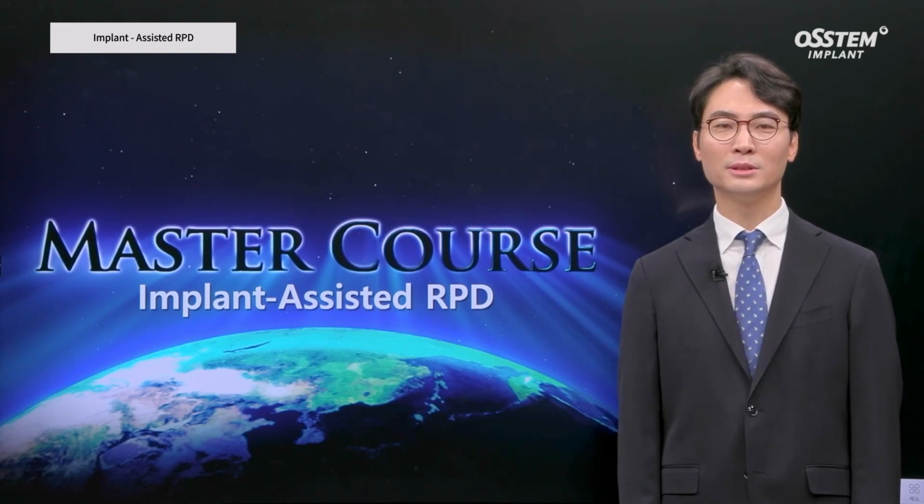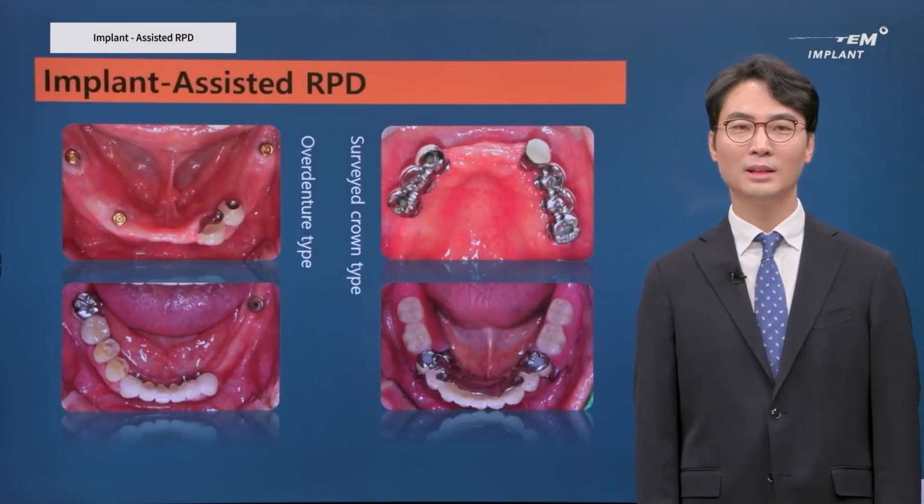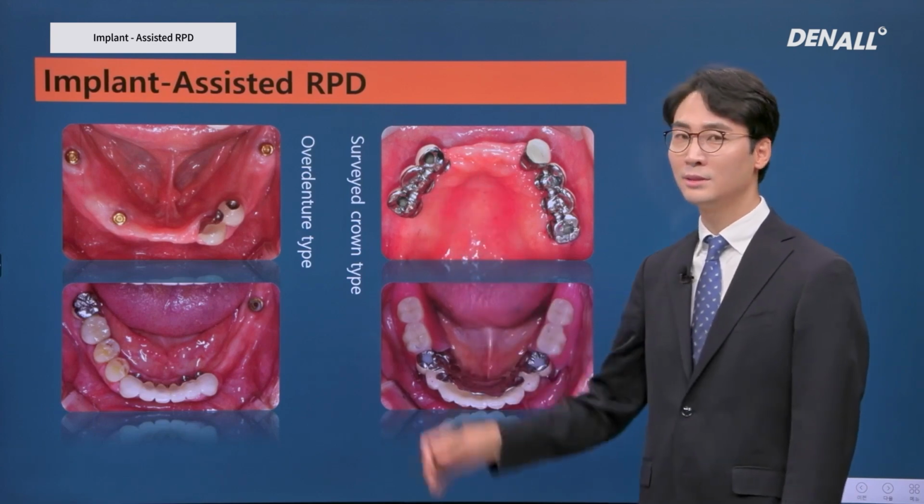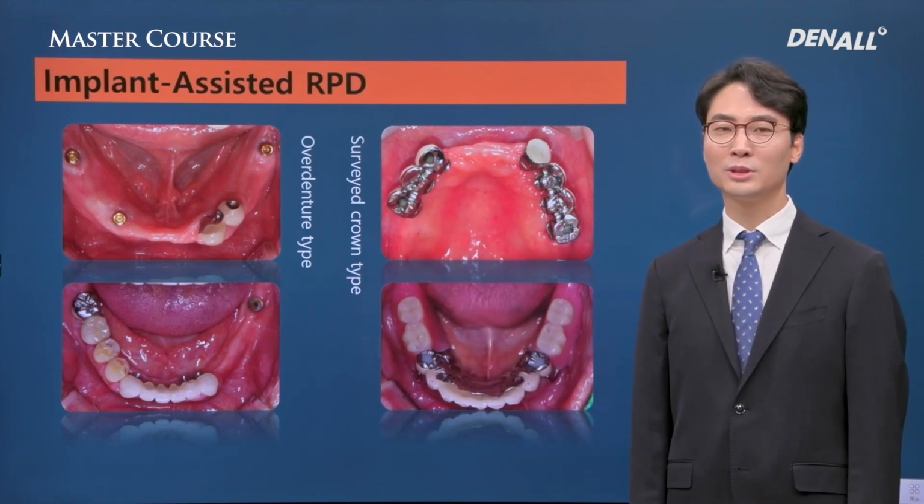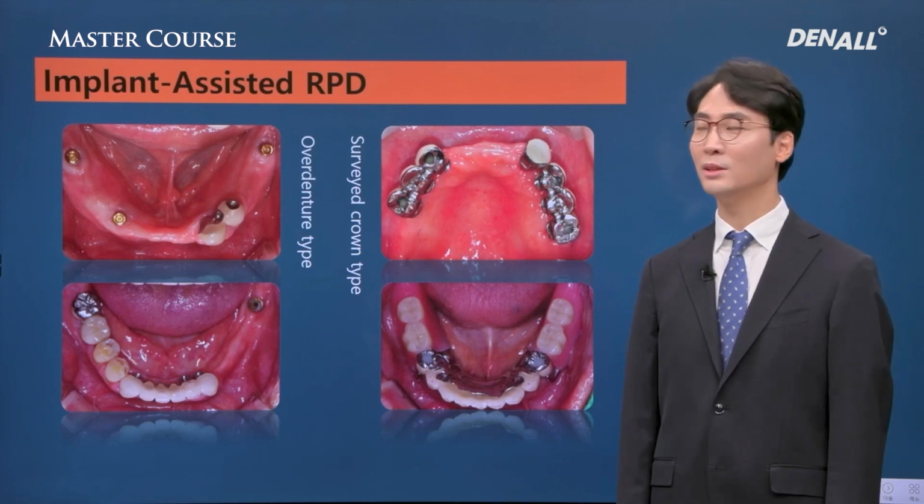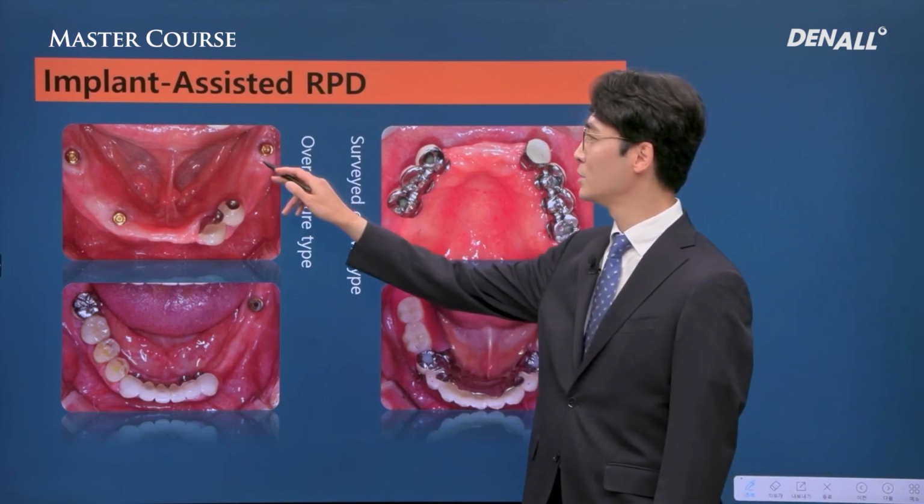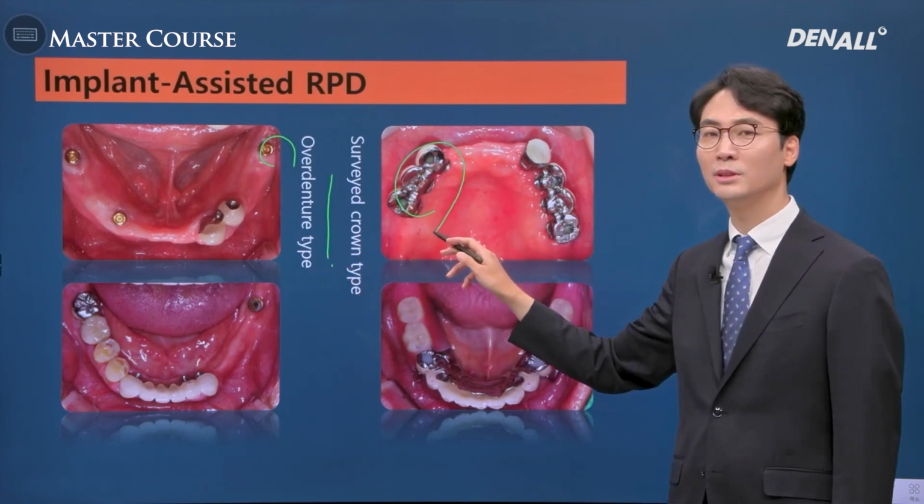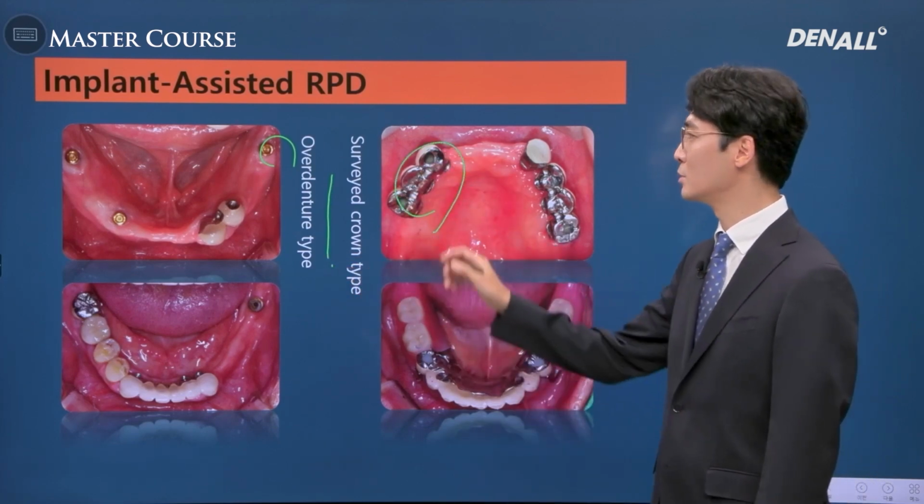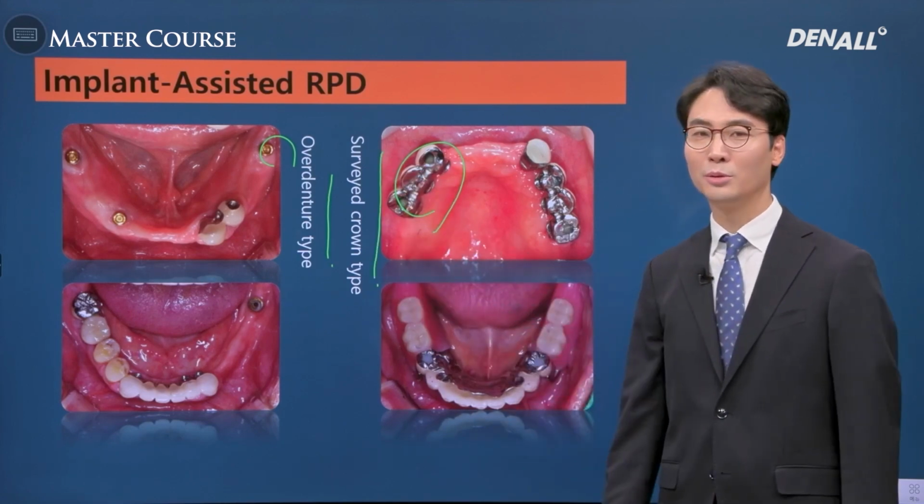Today I want to talk about Implant Assisted RPD as part of Master Course. I'm sure you're very familiar with Implant Assisted RPD. It can be largely divided into overdenture type and surveyed crown type, which uses implant. Surveyed crown or bridge are utilized here.